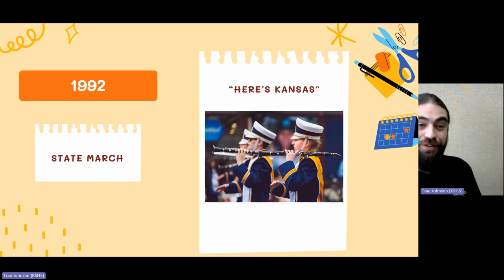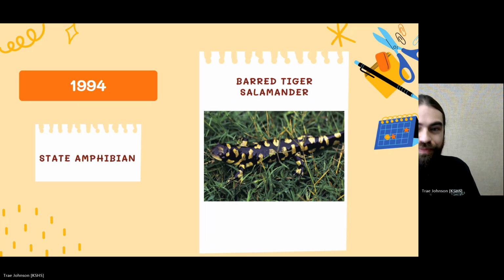In 1992, we get our second state march, called Here's Kansas. Its composer was Bill Post.